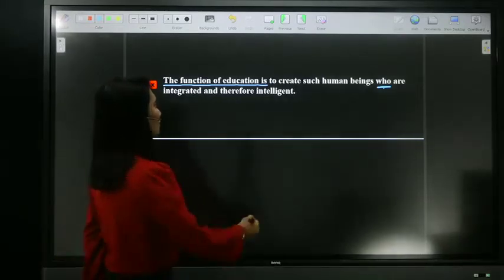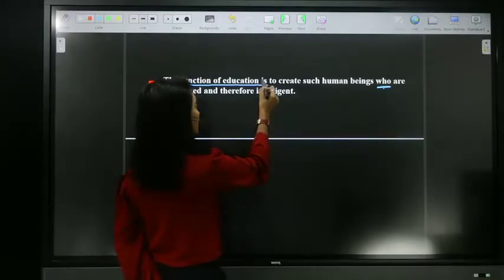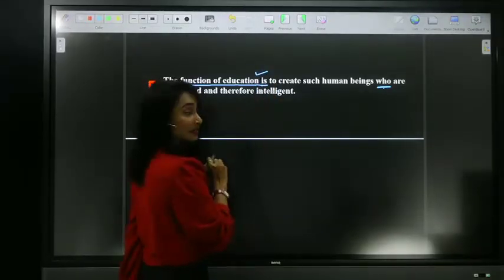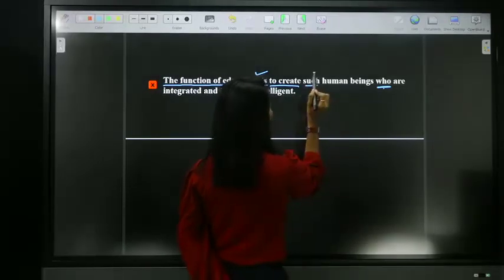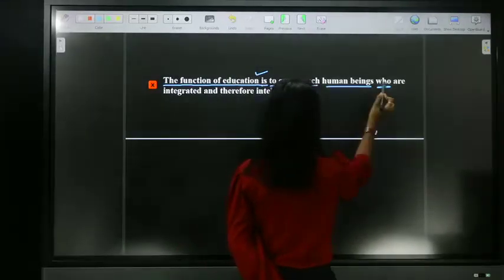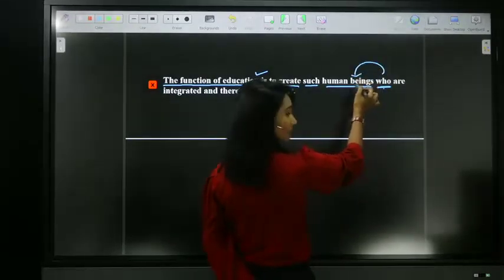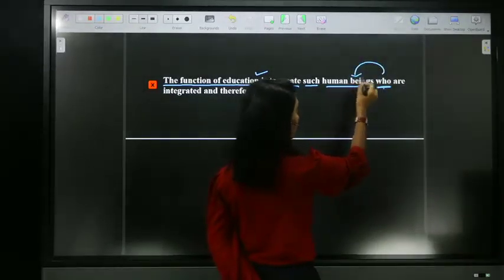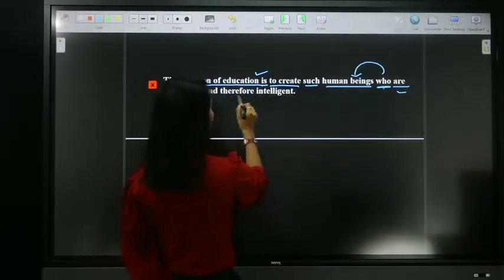The function of education. Here the subject is function, singular, so a singular verb is correct: is to create such human beings who are... The subject of the relative pronoun is human beings, which is plural, so "are" is correct: who are integrated and therefore intelligent.